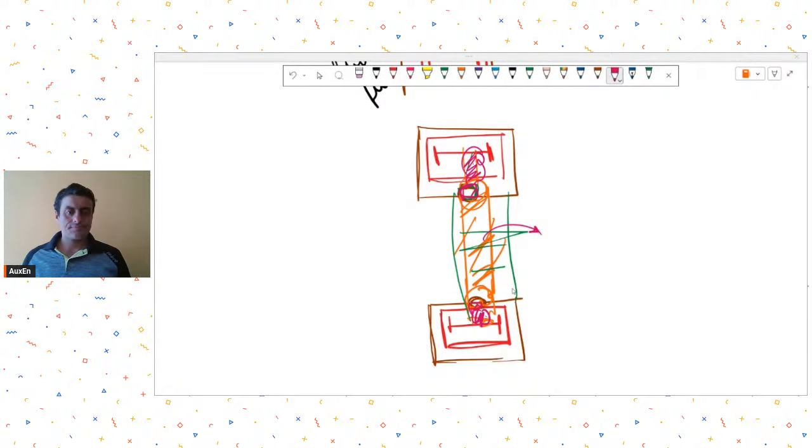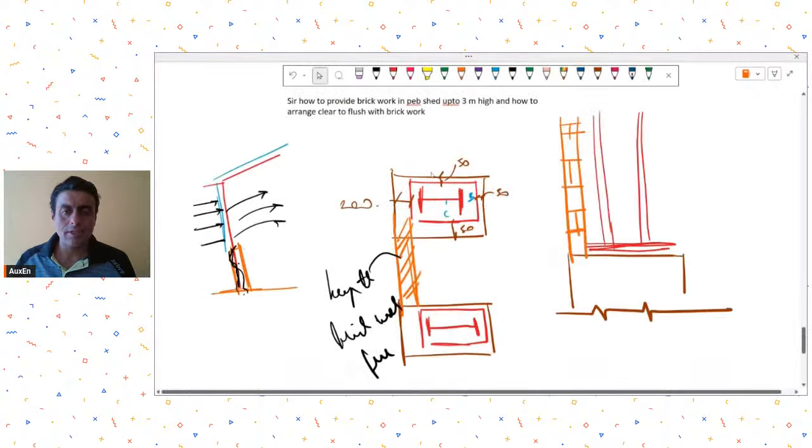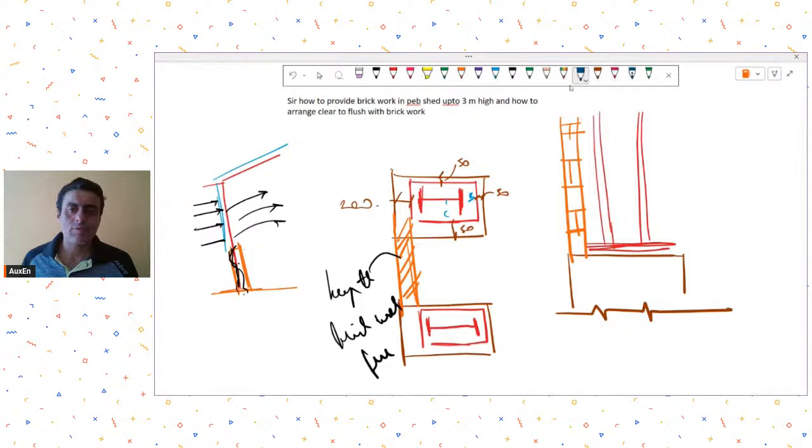Okay. So generally speaking, this type of arrangement is desired or preferred, where I am keeping the brick wall free and in no way connected to my steel columns.